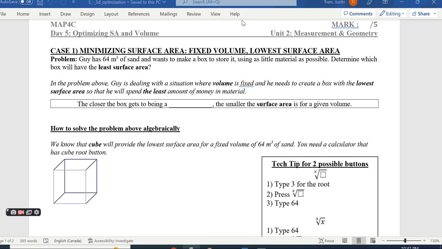So Guy has 64 meter cubes of sand and wants to make a box to store it, using as little material as possible. Determine which box will have the least surface area, so the fewest amount of material. So since we're dealing where the volume is fixed and he needs to create a box with the lowest surface area so that he can spend the least amount of money in material, the closer the box gets to being a cube, the smaller the surface area for a given volume.